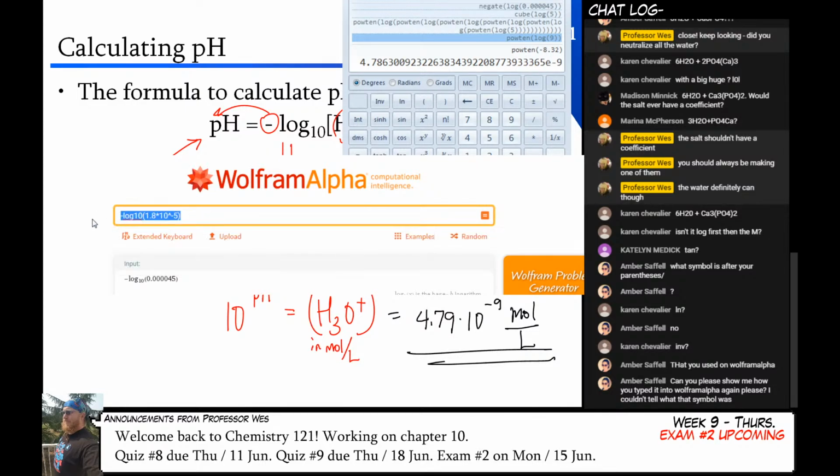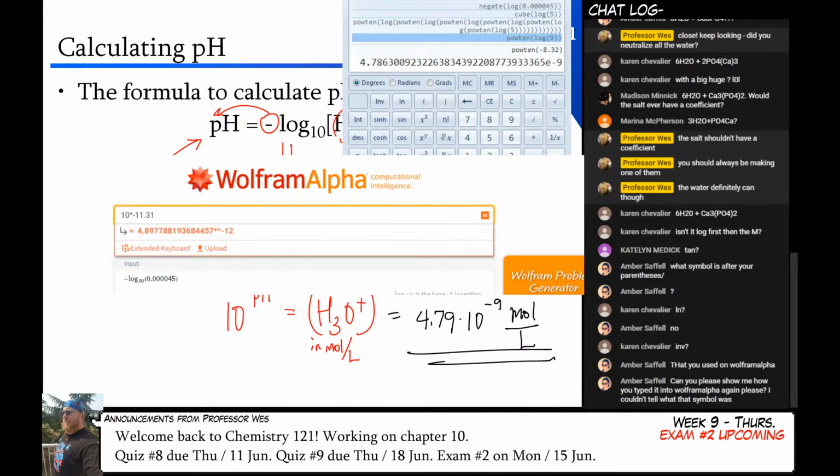Now, if you wanted to go the other direction, then what you would do is you'd say 10 to the, and the power is that, minus, and then whatever your pH is. So if I wanted to figure out how much H plus was in a 11.31 pH solution, this would be the answer. 4.89 times 10 to the minus 12. And you can even just sit here and play around with it. So, like, in a pH 1.31 solution, this is how much H plus would be in there.